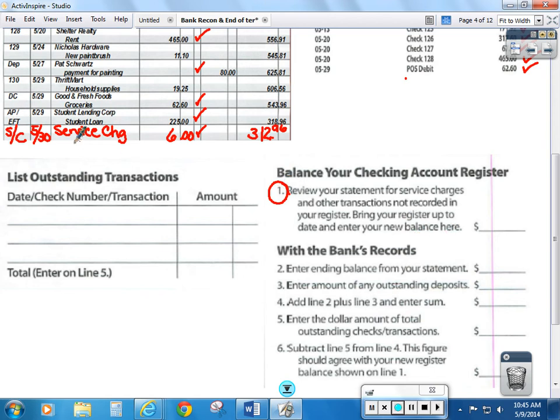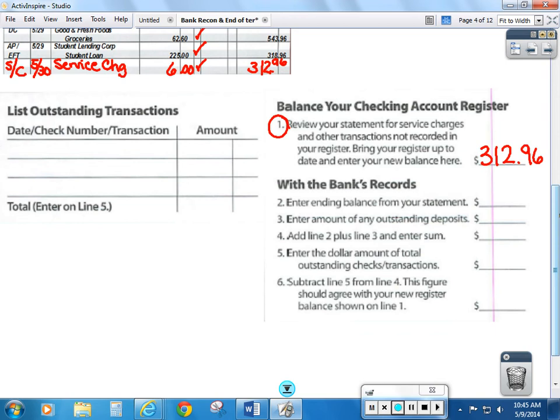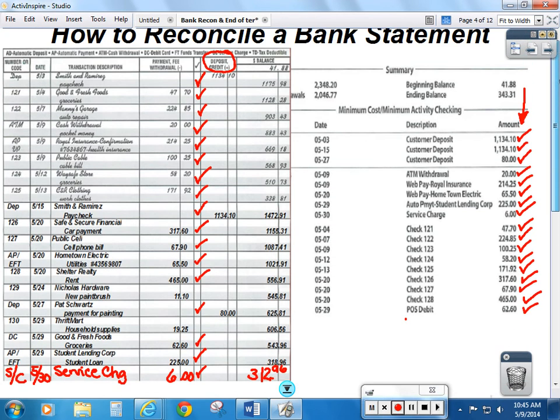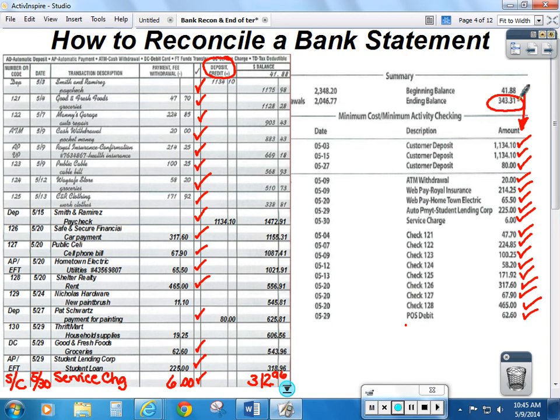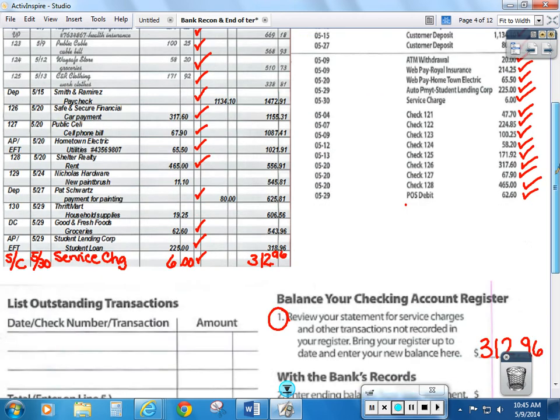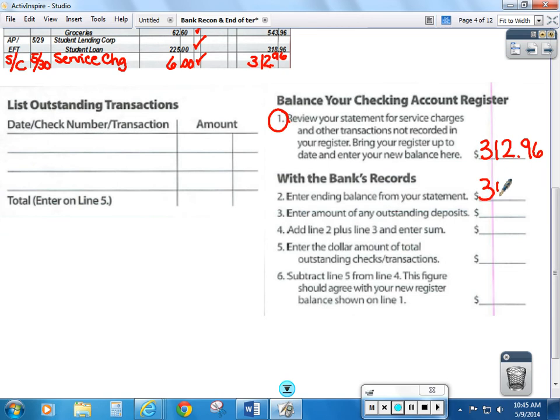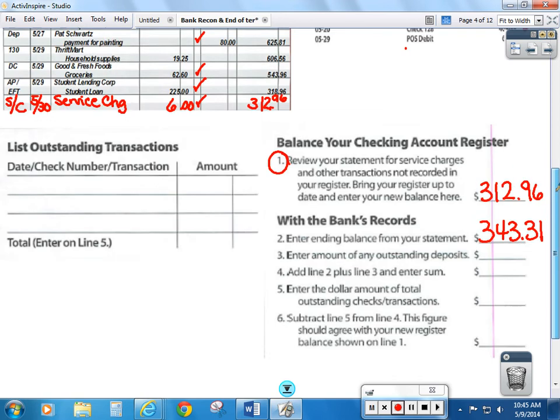Well, we've already recorded our service charges and other transactions not recorded in our register. We've brought our register up to date. So now we're going to enter our new balance, $312.96. With the bank statement in front of you, enter the ending balance from your statement. So what's the ending balance? Our ending balance is $343.31. Enter the amount of any outstanding deposits.